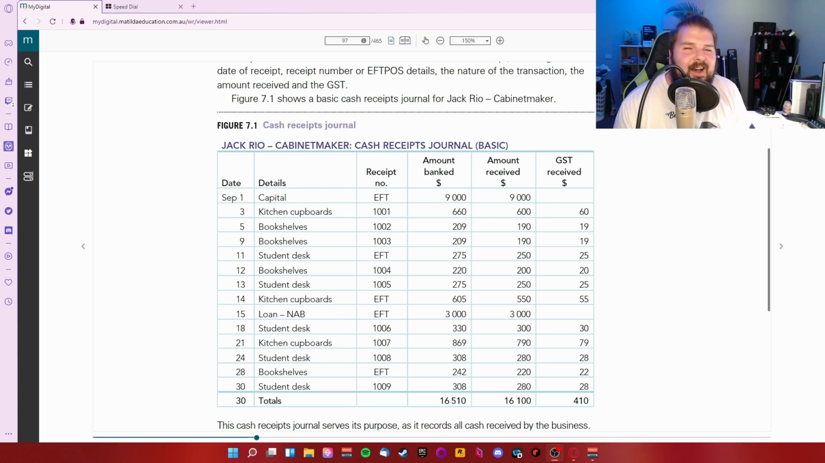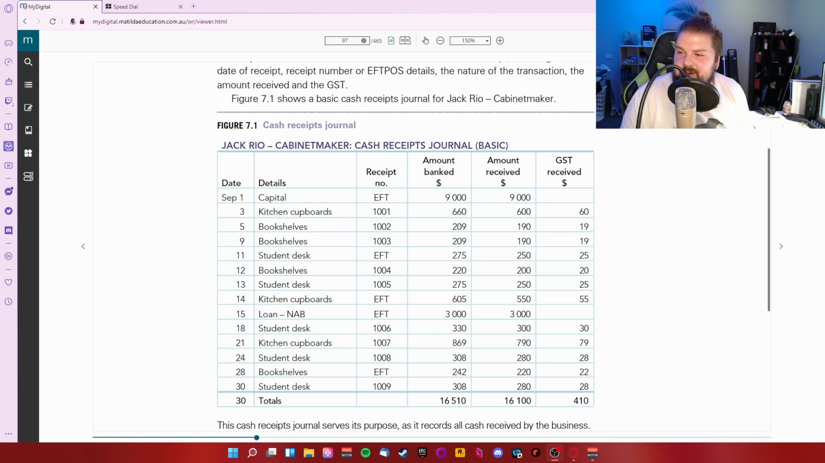Hi, sorry to cut in. David from the future, and I'm going to do this a couple of times at the moment. So I said that I would show you the difference between a multi-column and a simple one in terms of our cash receipts and cash payments journal, and I'm also going to show you a statement of receipts and payments.